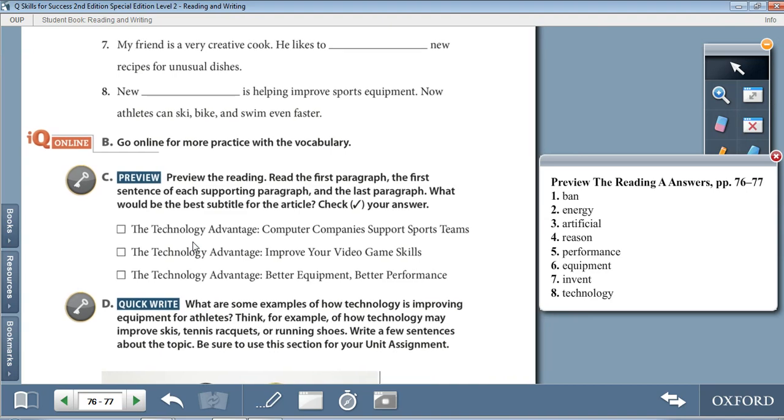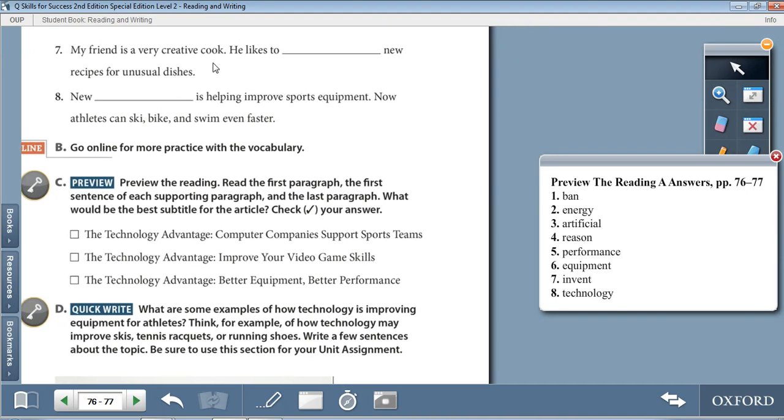7. My friend is a very creative cook. He likes to invent new recipes for unusual dishes. And 8. New technology is helping improve sports equipment. Now athletes can ski, bike, and swim even faster.